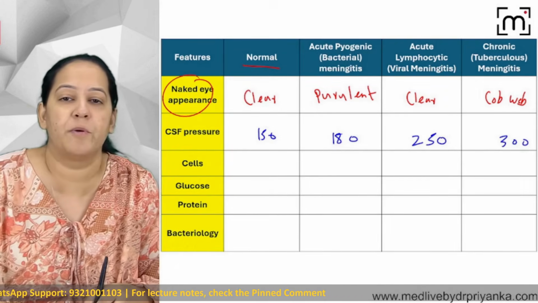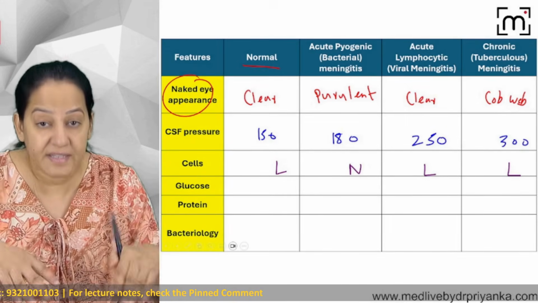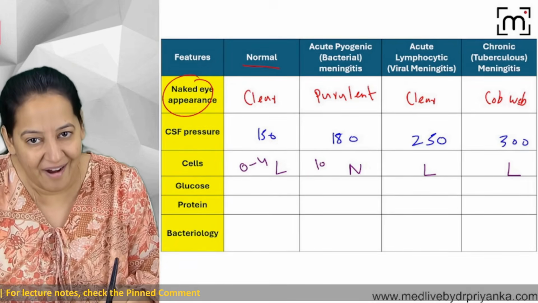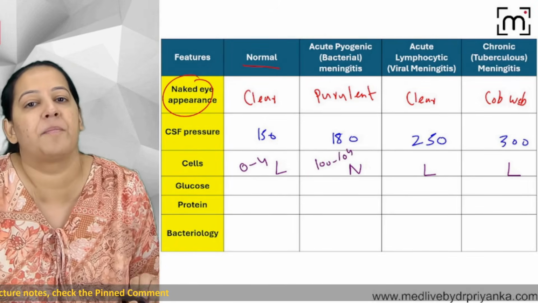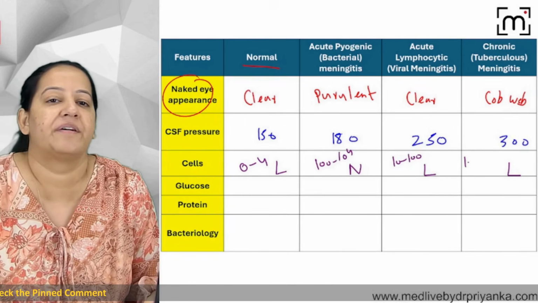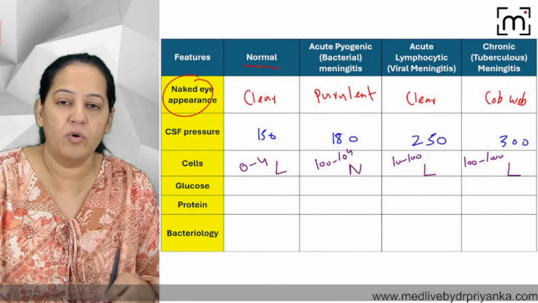Tell me the cells. The most important is cells. Lymphocyte, neutrophil, lymphocyte, lymphocyte. Say the number. Here 0 to 4 per microliter. Here 100 to 10,000 per microliter. Here 10 to 100 per microliter. And here 100 to 1000 per microliter. Please learn that.